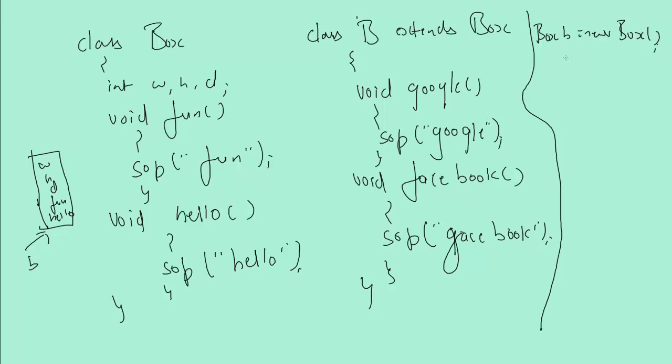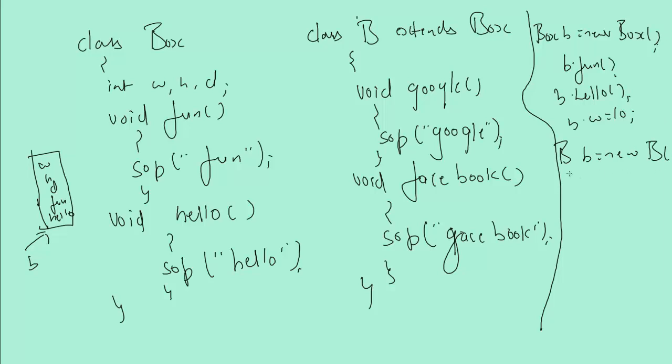Now through B, I can definitely go ahead and say B dot fun. You are aware of this, the previous whole concept. B dot hello, hello will be printed. I can also assign the values for W, H and D. B dot W is equal to 10. I can do this. The same way, I can also create an object of subclass B. B is equal to new B. Nobody is going to stop me.